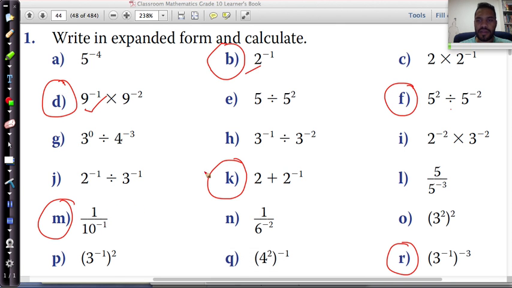1 over 10 to the negative 1. Now for this one, we're going to have to do things a little bit differently. We might have to work a bit backwards.